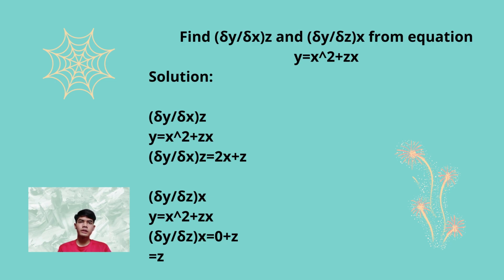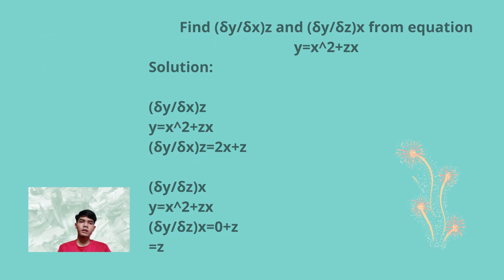Next, for dy/dz, we will make x the constant. So when we differentiate x to the power of 2, we will get 0, because when we differentiate a constant, we will get 0. Next, when we differentiate zx, we will get x. So the derivative dy/dz, we will get x.